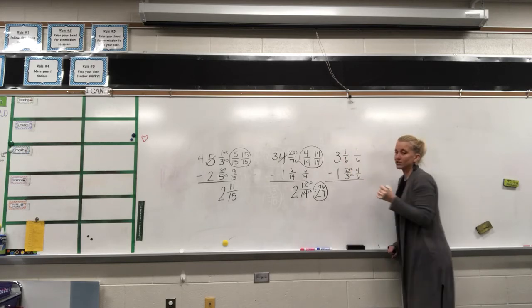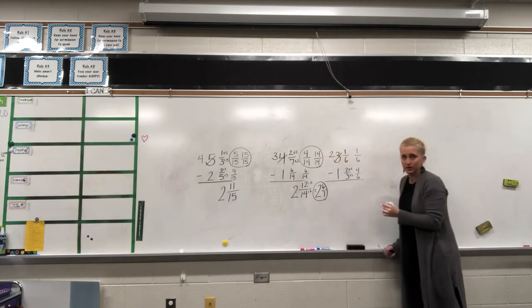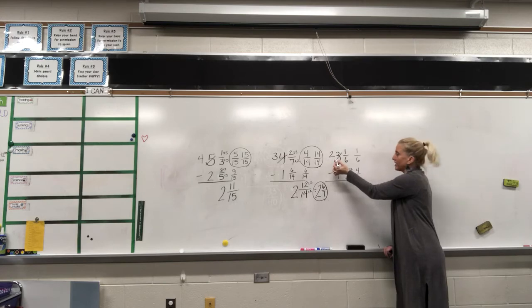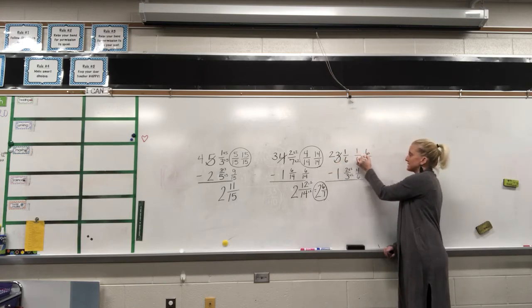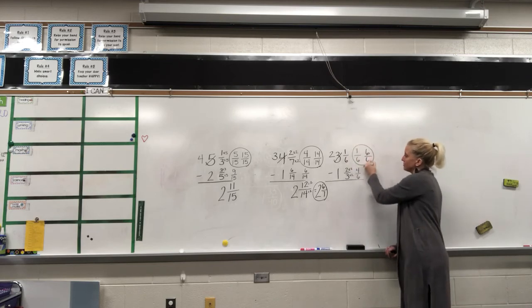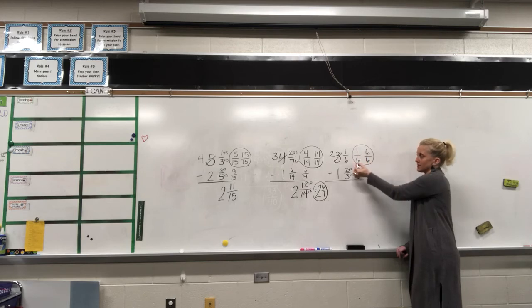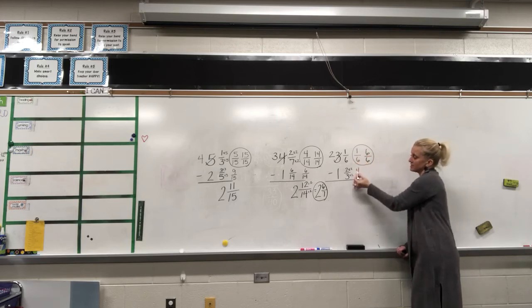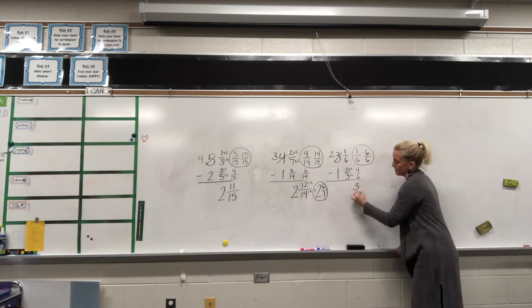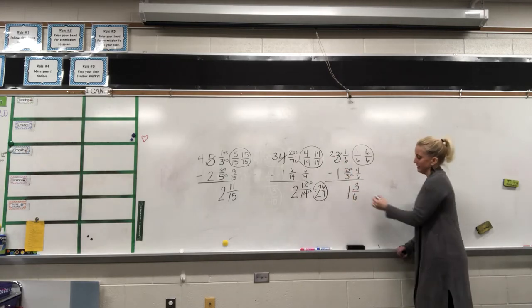1 take away 4 I cannot do, so I'm going to borrow from my 3 and make it a 2. And that 1 that I'm borrowing is coming over here as 6/6 because 6/6 is 1 whole. So then up top here, I have a total of 7/6. The 1/6 plus I have the 6/6 that I added over. So 7/6 take away 4/6 is 3/6. And then 2 take away 1 is 1.